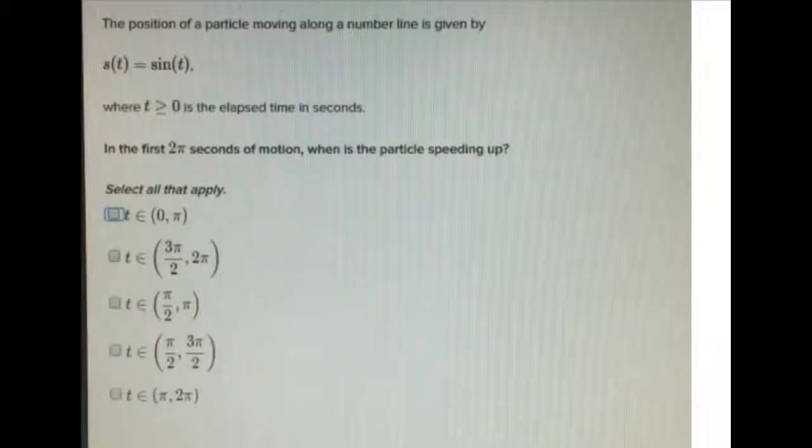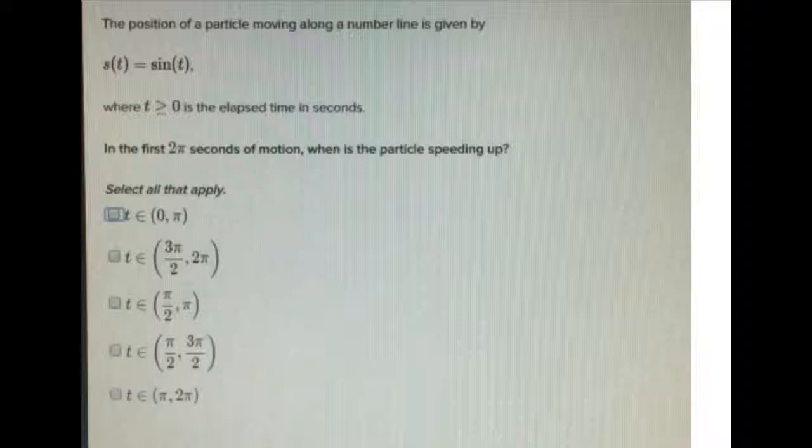So let's see about this problem. The position of a particle moving along a number line is given by the position function s of t equals sine of t, where t is greater than or equal to 0 is the elapsed time. So t is the time in seconds. In the first 2 pi seconds, which is roughly 6.28, because it's 3.14 times 2, in the first 6-ish seconds of motion, when is the particle speeding up?